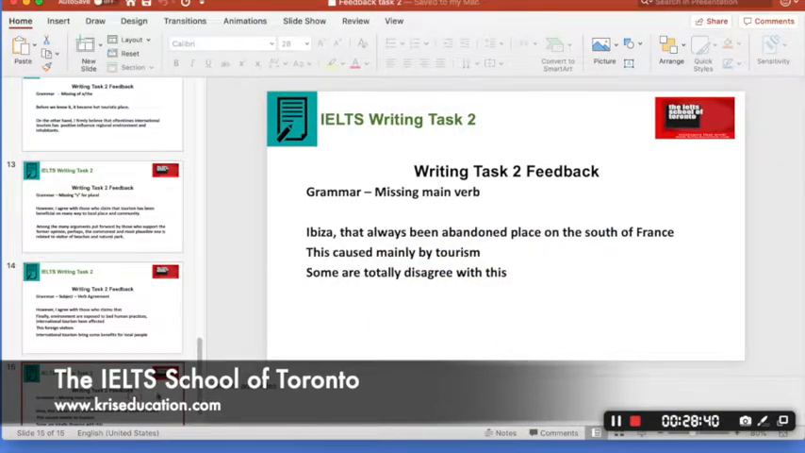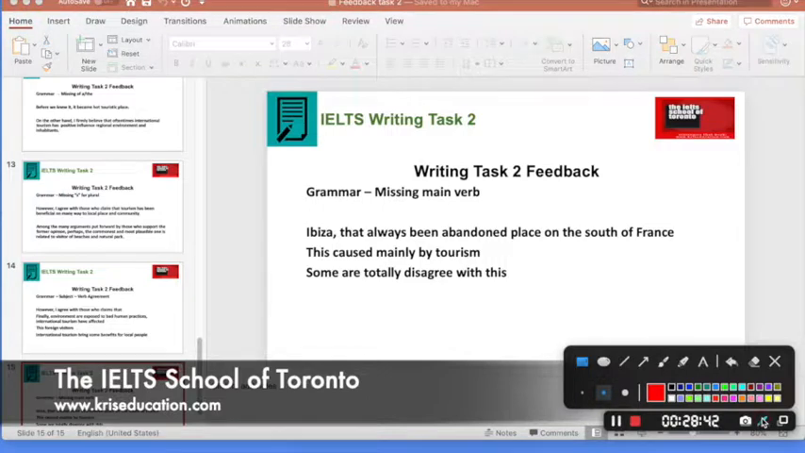And the very last area we are focusing on right now is missing main verbs. Every sentence needs to have a main verb. "Been" is not a main verb. "Ibiza, that has always been." So the main verb is "has always been." Be careful with that.